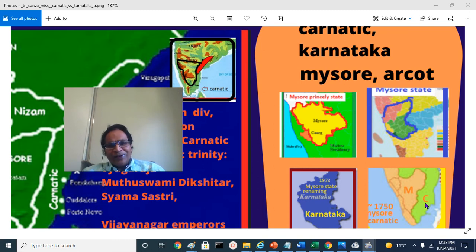Carnatic is this historical region. Karnataka is a state. After 1973, the state of Mysore named itself Karnataka.